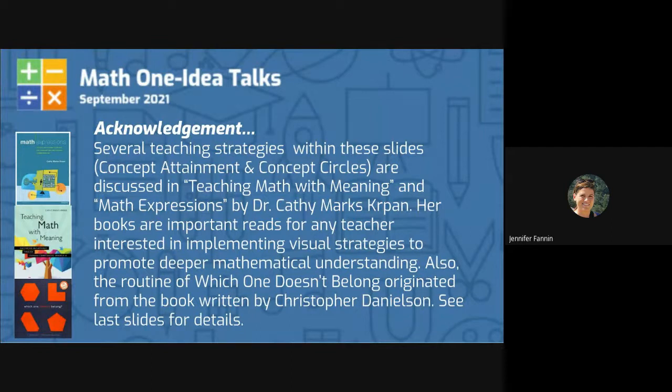Another acknowledgement is that several teaching strategies within these slides, concept attainment and concept circles, are discussed in the books Teaching Math with Meaning and Math Expressions by Dr. Kathy Marks-Kripan. Her books are important reads for any teacher interested in implementing visual strategies to promote deeper mathematical understanding. Also, the routine of which one doesn't belong originated from the book written by Christopher Danielson. See the last slides for details.